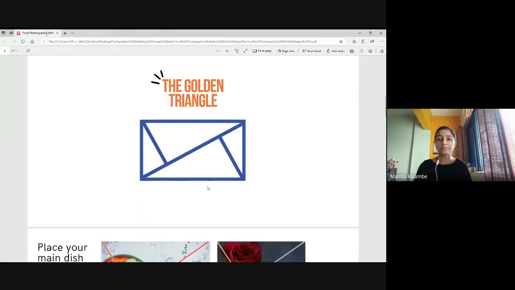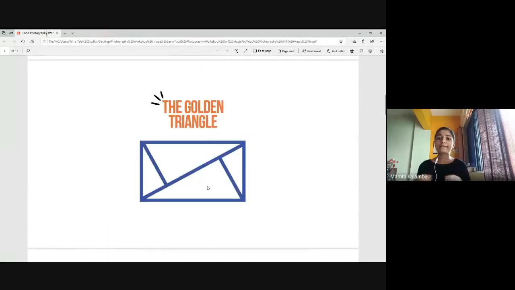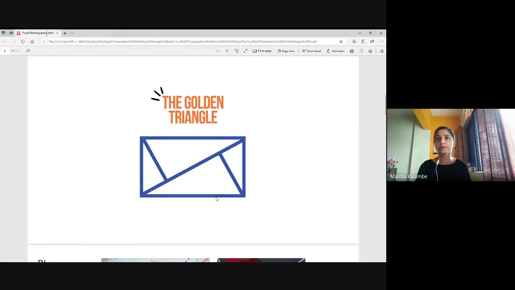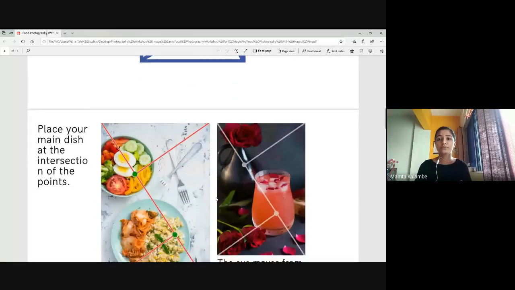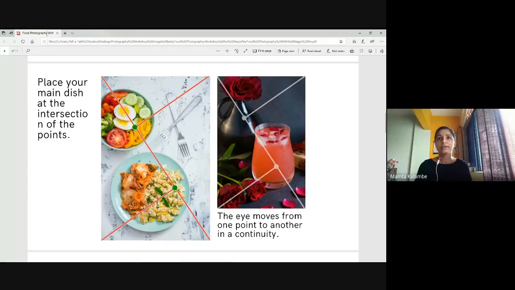So I am just going to go over some essential composition techniques that you need to start off with. One of the important techniques is the golden triangle. So what is the golden triangle? I'll just explain.